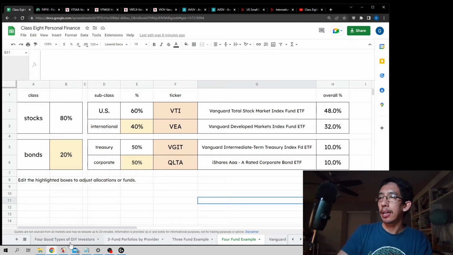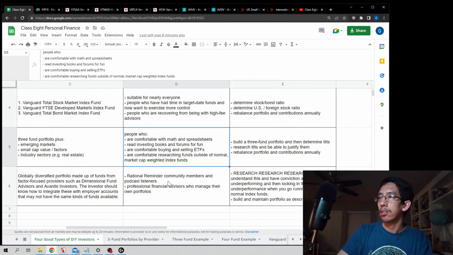So if you're not comfortable with math and spreadsheets, this isn't for you. If you don't read investing books for fun, if you don't read investing forums for fun, this one's not for you. Stick with a three fund portfolio or a target date fund. If you're not comfortable buying and selling ETFs, you would not want to pursue this one because there just aren't a whole lot of plain old mutual funds that do this.